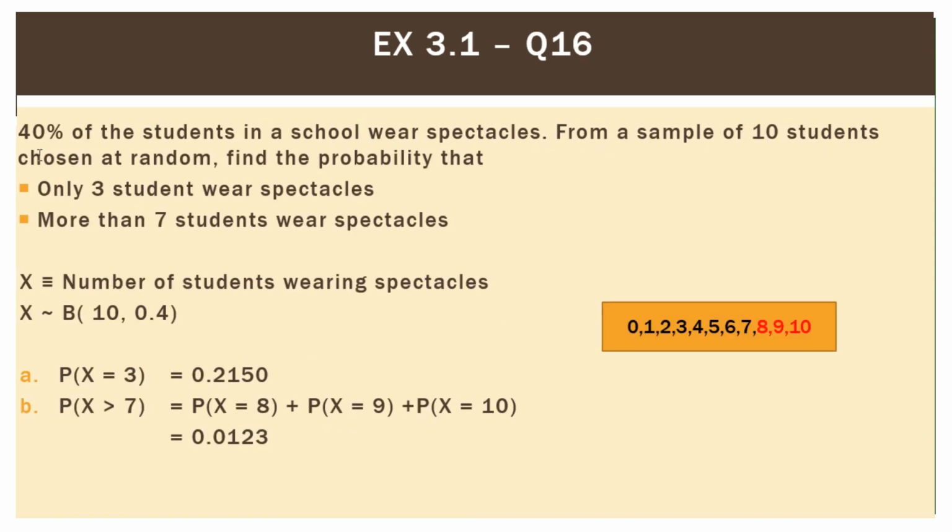Question 16, next one. 40% of the students in a school wear spectacles. From a sample of 10 chosen at random, find the probability that only 3 students wear spectacles. More than 7. So the same thing here. You apply the formula. See here. More than 7 means what I want? 8, 9, 10, right? Because the n is 10. 0 to 10, isn't it? I want more than 7. So I want 8, 9, 10. Always find the shortest way to do it. Okay? So you just add up.